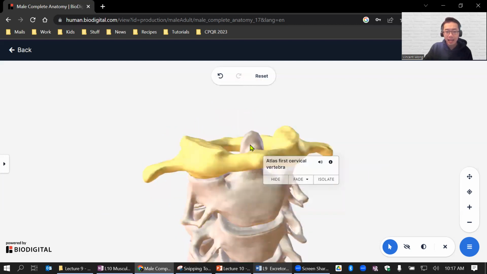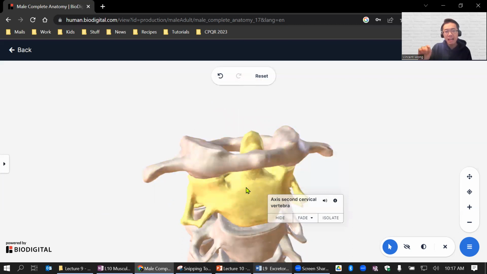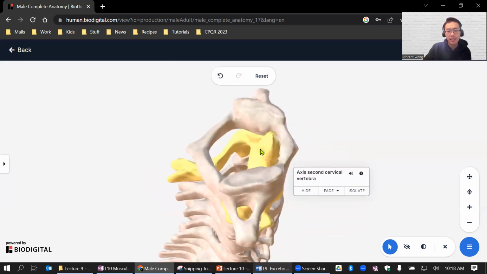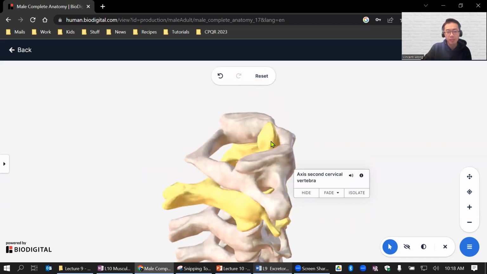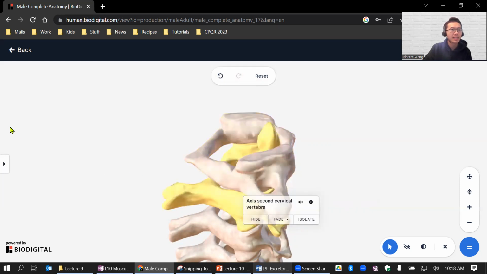C2 and C1, atlas and axis, make a pivot joint, P-I-V-O-T, a pivot joint that allows you to shake your head. Okay, you can see there is a projection that comes out of the axis. And it basically sticks right into the central opening of the C1. So there's a big foramen here, and this knob sticks right through it, and again allows you to shake your head. Okay, so that's C1 and C2.